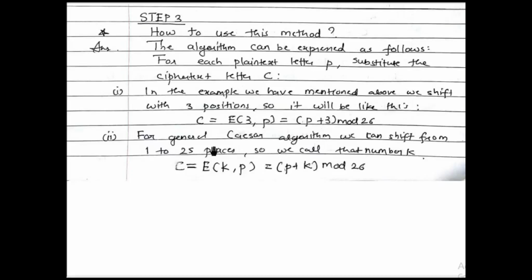So for the general Caesar algorithm we can shift from 1 to 25 places, so we can call that number K. It can be any number between 1 and 25. So a general purpose algorithm would be C is equal to E of K comma P, that will be equal to P plus K mod 26. This is step 3.